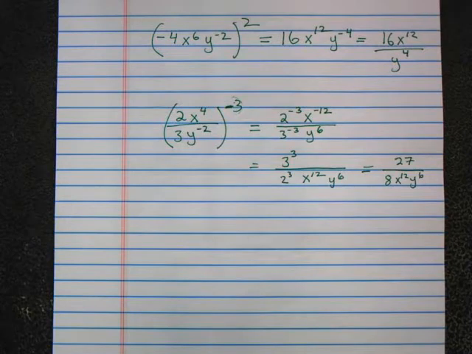So don't let it worry you if you have a big parenthesis like that with a negative exponent outside. Take that negative exponent, run it through, and then simplify.